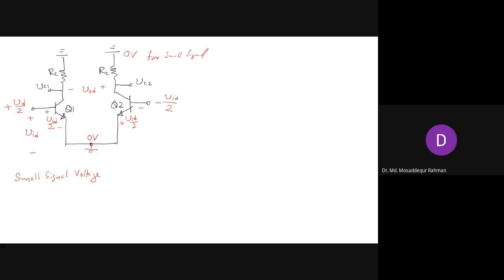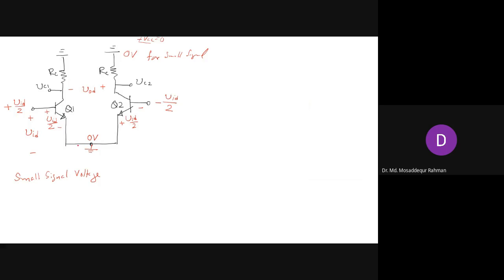Because we have DC voltage VCC, right? We have applied the bias voltage at the collectors, but we have set the collector voltage 0 for the sake of analysis. But in the real circuit, we do have the high DC bias voltage here. That is the bias voltage, but small signal voltage is zero. Right? Signal voltage is zero. For the signal, it is ground. Similarly, for signal, this point is also at ground potential. Right? Though we can have DC voltage at this point.